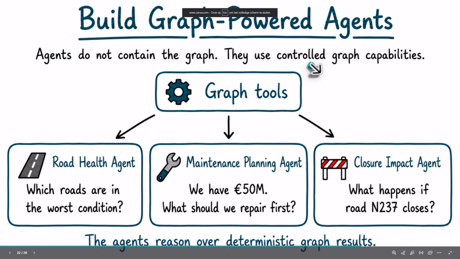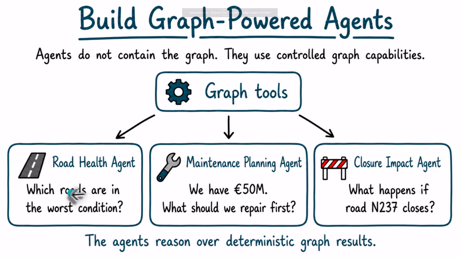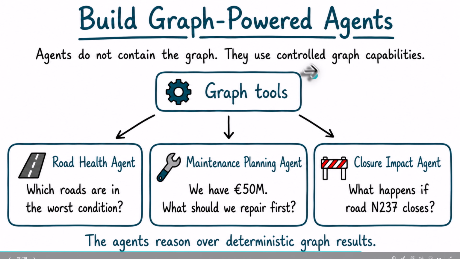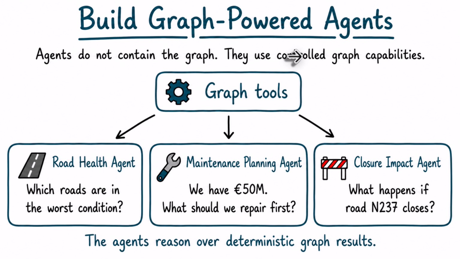So a graph-powered agent will have in the road health, which roads are in the worst condition. In the maintenance, we give a budget and ask, what should we repair first? And the closure impact is, what happens if we actually close road N237, for example. So the agent reasons over deterministic graph results, and does not just come up with some rules itself.